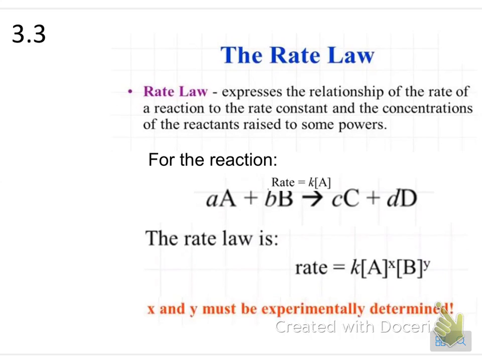Now, one of the most important things to recognize about kinetics, again, is that this is an empirical science, and the rate information comes from running experiments and collecting data about what happens to the reactants during that reaction.